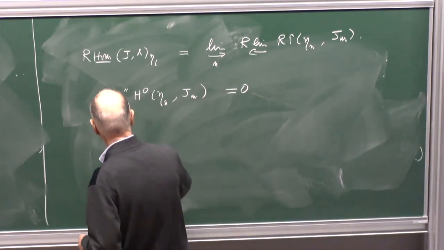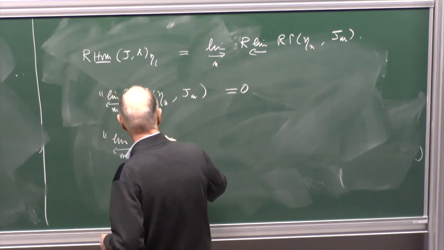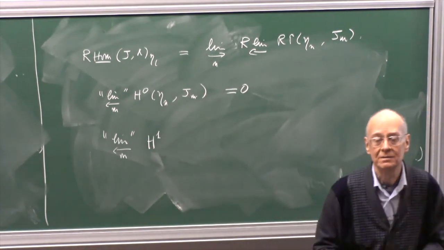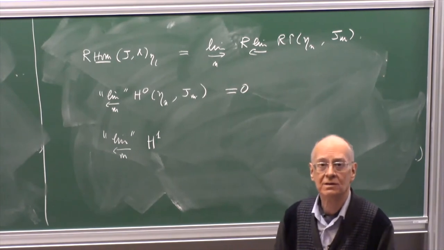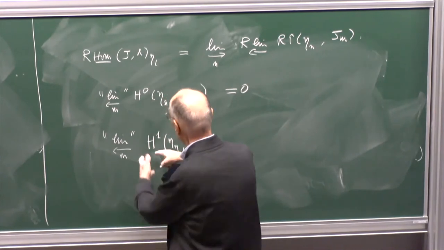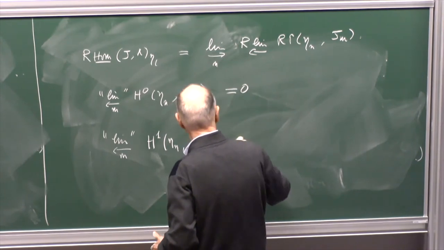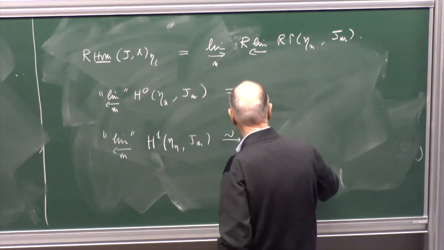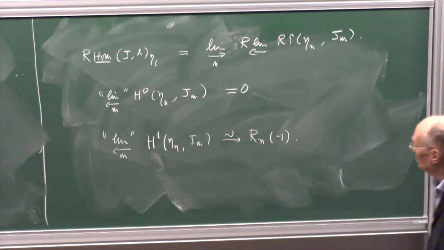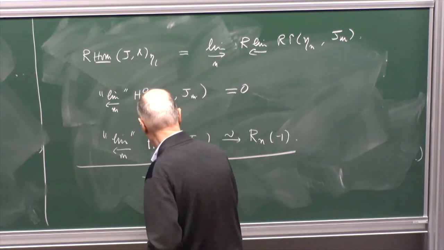And for the other one, H1, so H0 and H1, so eta n is the quotient by L to the n, the L of 1. So H0 and H1 are invariant and co-invariant. So H1 of eta n, the co-invariant with the twist of minus 1, is in fact essentially constant of value R n minus 1. And then you apply the limit, and that's finished. So then you get a pairing, perfect pairing.